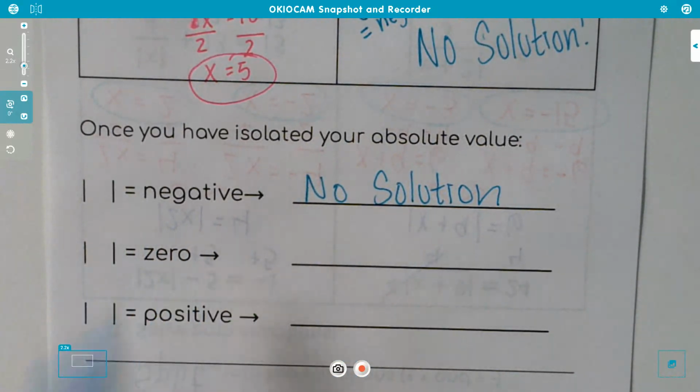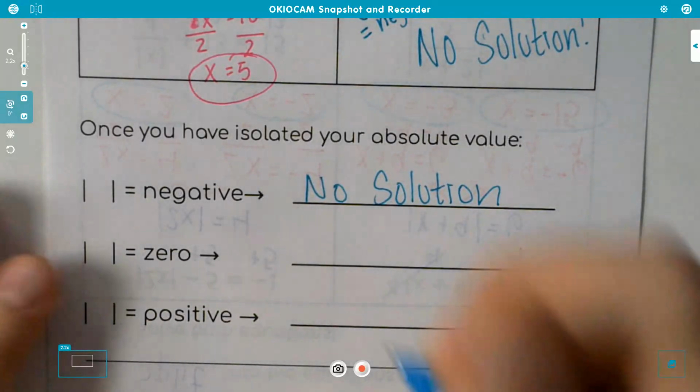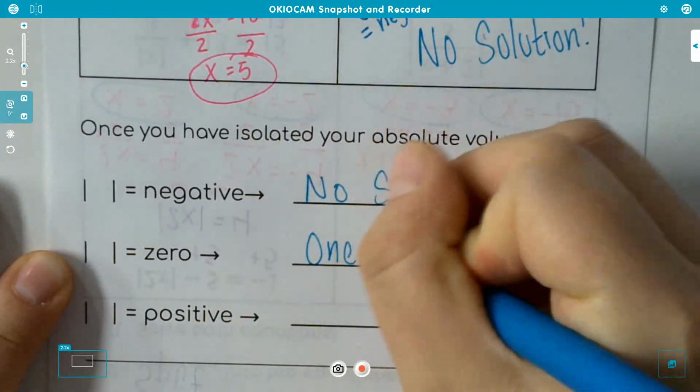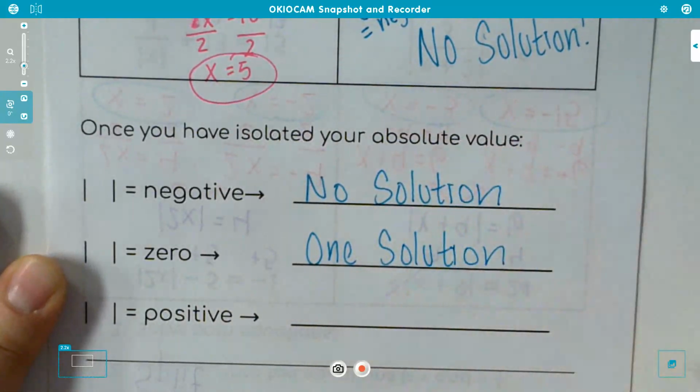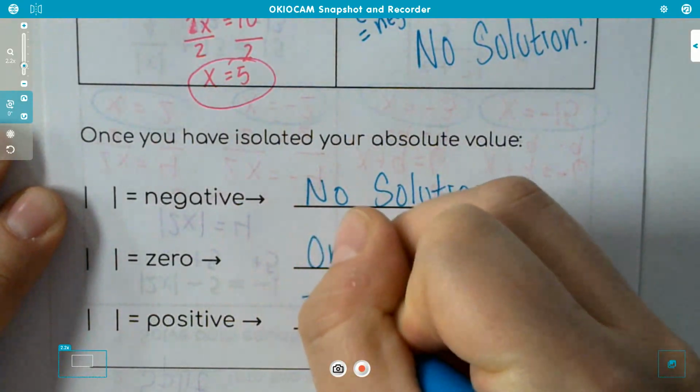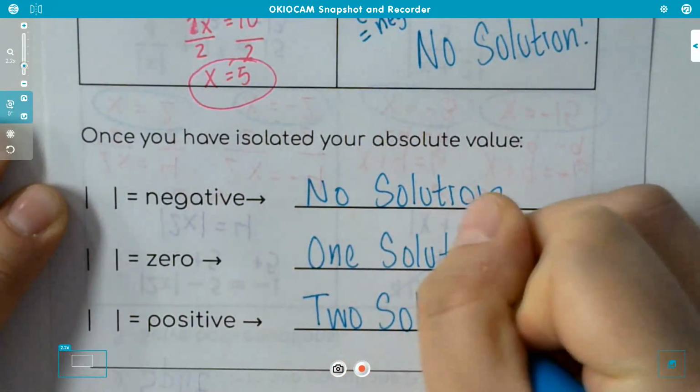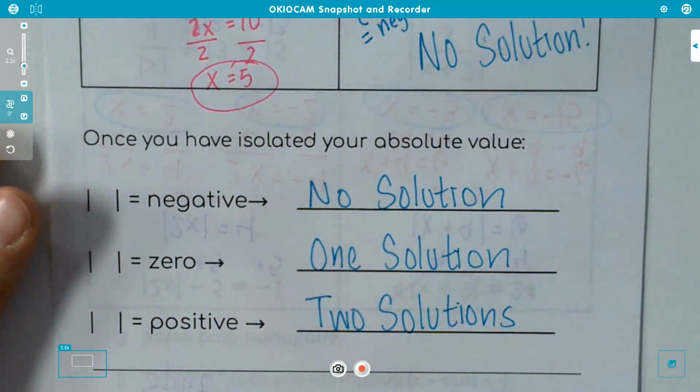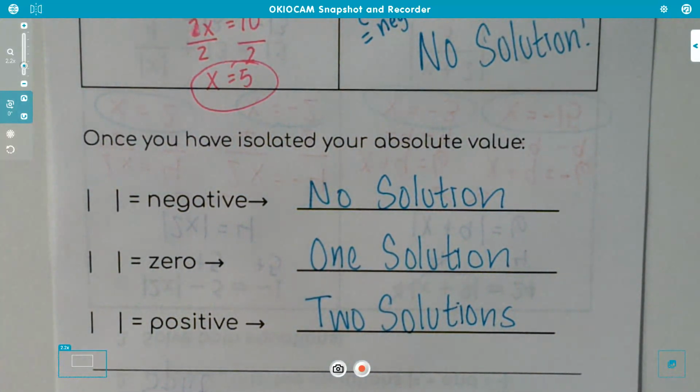If just your absolute value is equal to 0, how many answers did we have? One solution. So that was the first example on the back here. If your absolute value is equal to a positive number, which was every single problem on the front, how many solutions did you have? 2. Okay, so most of the time, you will have 2 solutions. But if it's equal to 0, you only have 1, and if it's equal to a negative number, you don't get any at all.